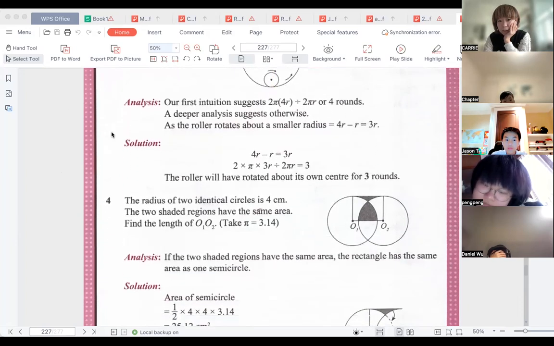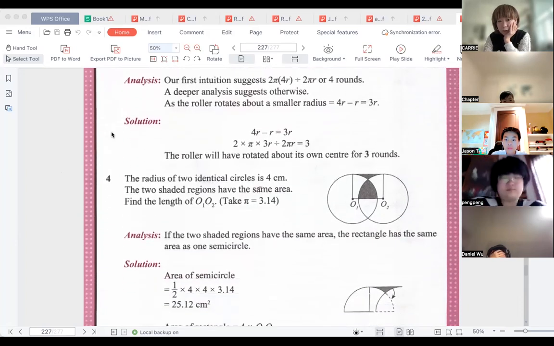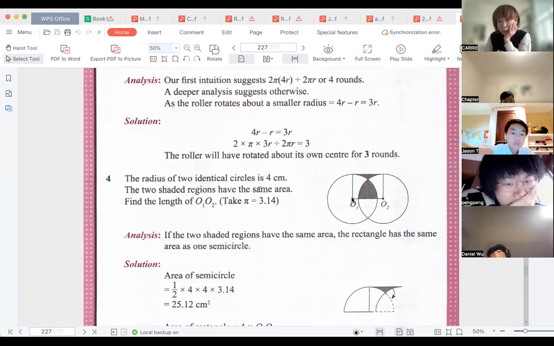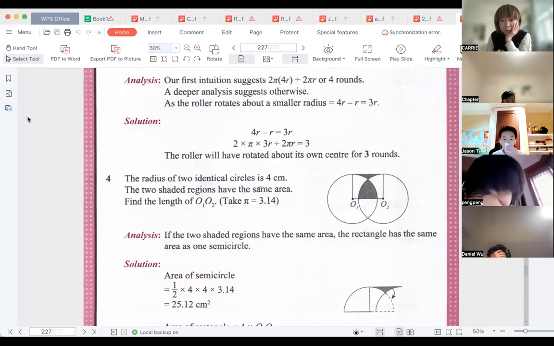The radius of 2 identical circles is 4 centimeters. Okay, so you see from O1 to here is 4, and from O2 to here is also 4. The 2 shaded regions have the same area. So find the length of O1 to O2. But you must know that this answer must be a little bit bigger than what? Than 4, right? It must be a bit bigger than 4.